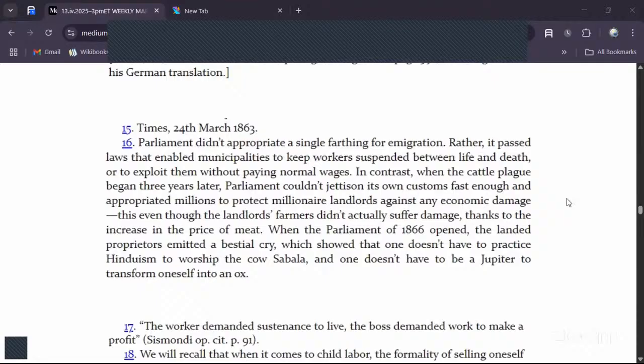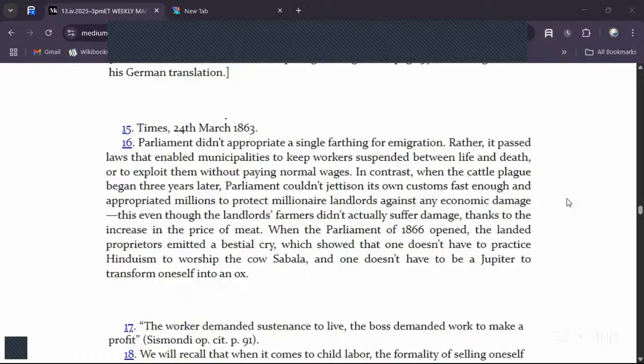16. Parliament didn't appropriate a single farthing for emigration. Rather, it passed laws that enabled municipalities to keep workers suspended between life and death or to exploit them without paying normal wages. In contrast, when the cattle plague began 3 years later, Parliament couldn't jettison its own customs fast enough and appropriated millions to protect millionaire landlords against any economic damage, even though the landlord's farmers didn't actually suffer damage thanks to the increase in the price of meat.